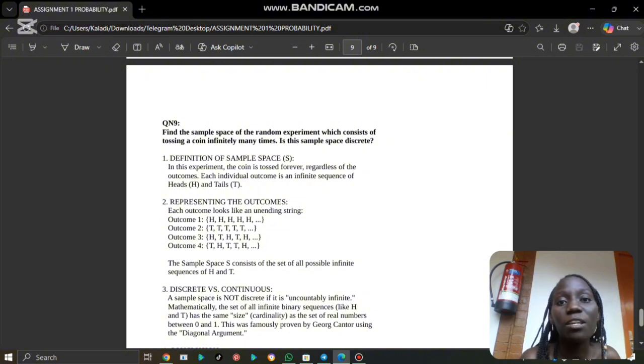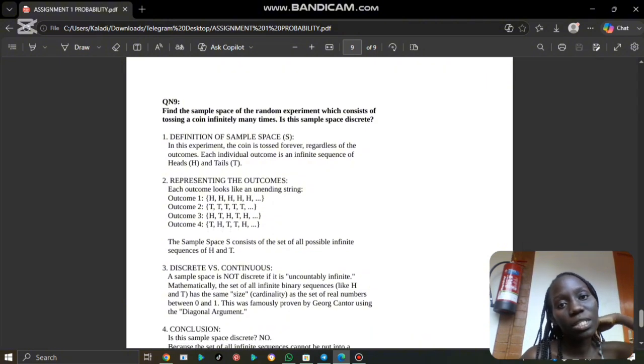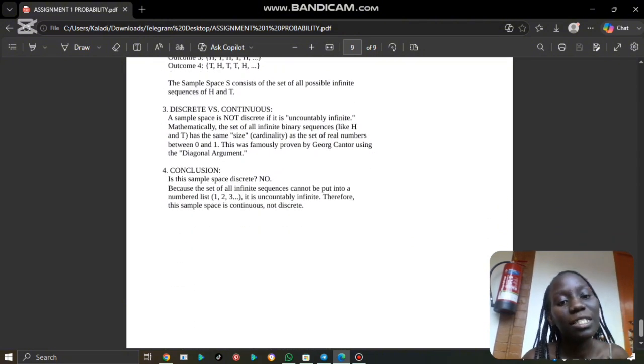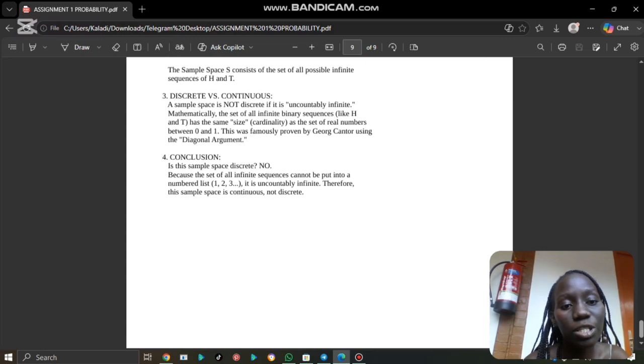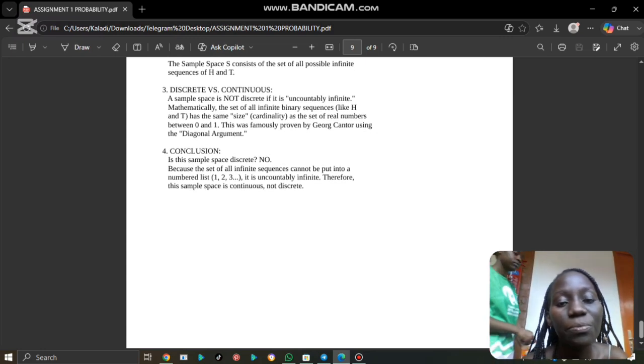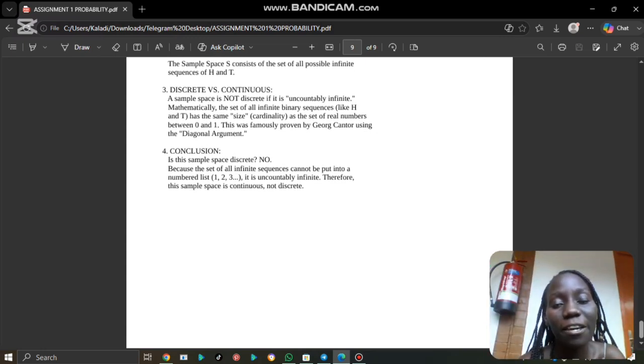For the fifth outcome, it can be tails, heads, tails, heads. So the sequence continues. It's infinite. You cannot count it. Now that helps us to answer our other question. Is this discrete? No, it's not. It is not discrete because it is uncountably infinite.